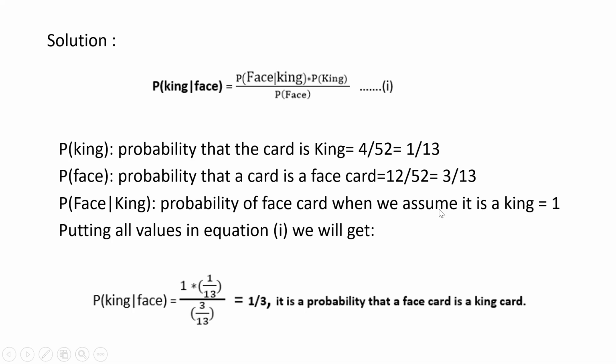What is P(face card | king)? How? Actually, from all the king cards, if we pick any card out of the 4 cards, then that is obviously a face card itself, because all the king cards are face cards. So its probability will be 1. Out of the total number of face cards, if we draw king cards, every king card is a face card. It is the probability that a king card is a face card.